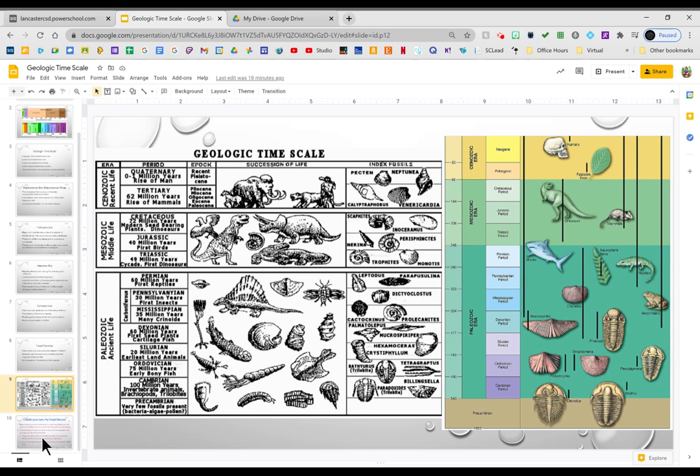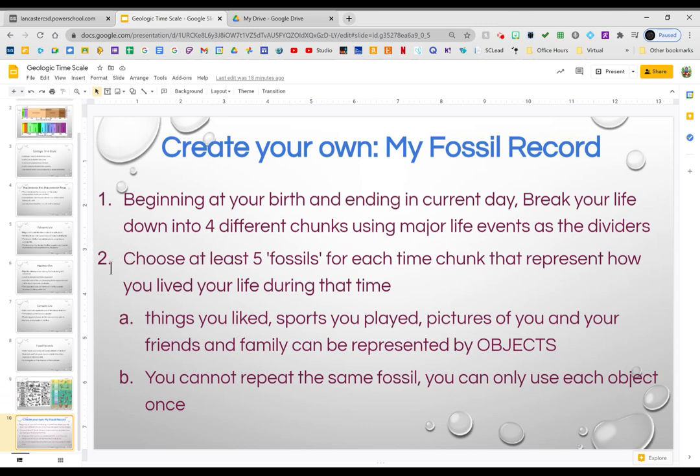You're going to get to name your own. I don't expect them to have any crazy names. You can name it whatever you want. And you're going to put at least 5 fossils in each time chunk that represent how you lived your life during that time. So let's say whatever year you were born, probably in the 2000s. That makes me feel kind of old. But whatever year you were born, if you had a special teddy bear or a blanket, or somebody gave you a special gift for when you were born, or your first pair of shoes, something from when you were really super young, that would go in that time chunk.